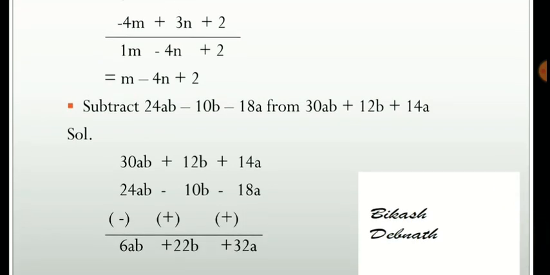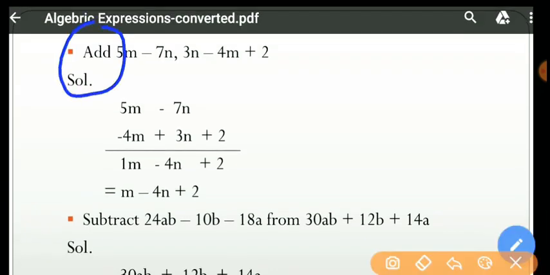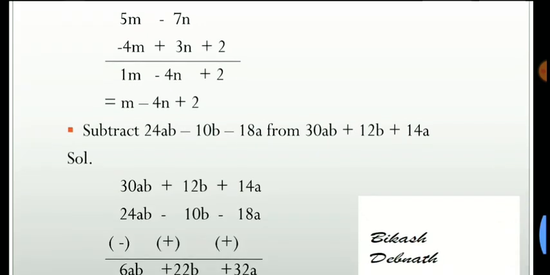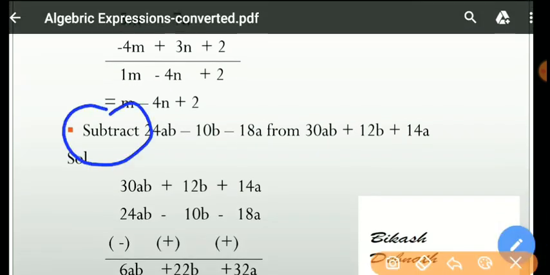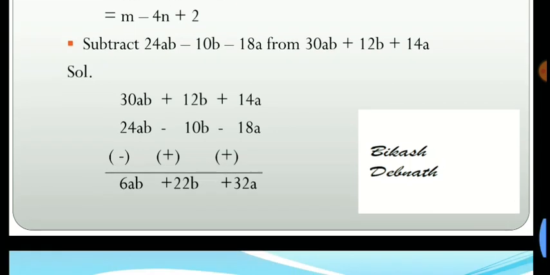Next question, subtract. Yes, we have discussed the addition. Now we are going to discuss subtraction. You see this problem: 30ab plus 12b plus 14a, 24ab minus 10b minus 18a. First of all, we have arranged them. The like terms are written in a column.